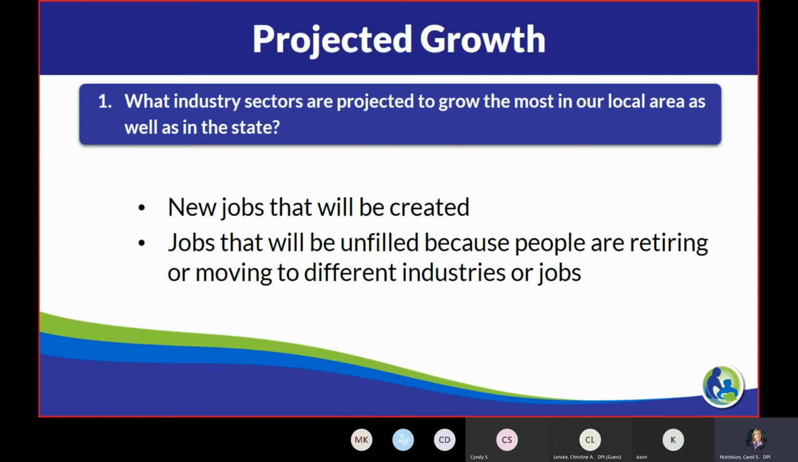With this first question, we're looking at specific labor market information that predicts which industries are expected to grow based on past and current trends. When we look at projected industry growth, we consider new jobs that will be created and jobs that will be unfilled because people are retiring or moving to different industries. With the large number of baby boomers retiring right now, it's crucial that our job projection data include these unfilled jobs. Industries such as advanced manufacturing may not be expected to create many new jobs, but a large percentage of their workforce is retiring over the next 5 to 10 years and will create huge job demand in that industry.